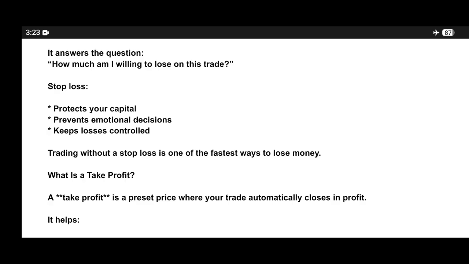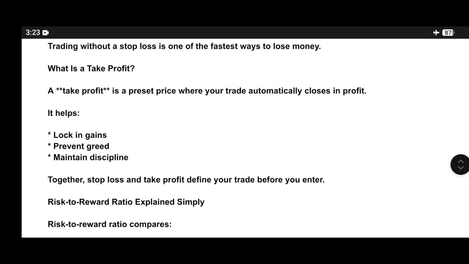Yes. Take this from this video. Trading without a stop loss is one of the fastest ways to lose money. So what is a take profit? A take profit is a preset price where your trade automatically closes in profit. It helps to lock in gain, prevent greed, and maintain discipline. Together, stop loss and take profit define your trade before you enter.